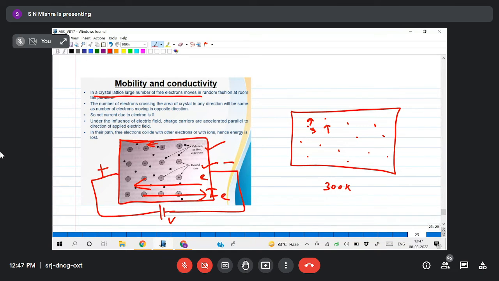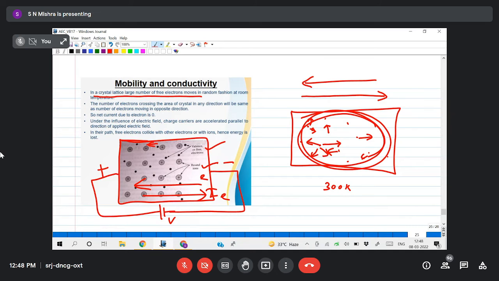That means this electron may move this side, this will move that side, and so on. There is no directed movement. So the net movement of these electrons is ultimately zero. We cannot say there is a net movement of electrons from one side to the other, because if one is moving this side, maybe another will move the other side. If I consider the net movement of all these electrons, it is zero. That's what is written here: a lot of free electrons move in a random fashion at room temperature and the net movement is zero.